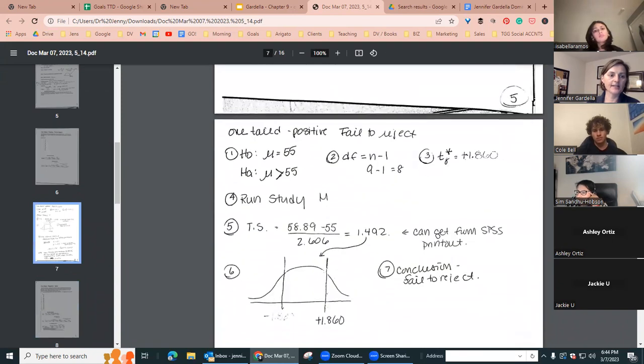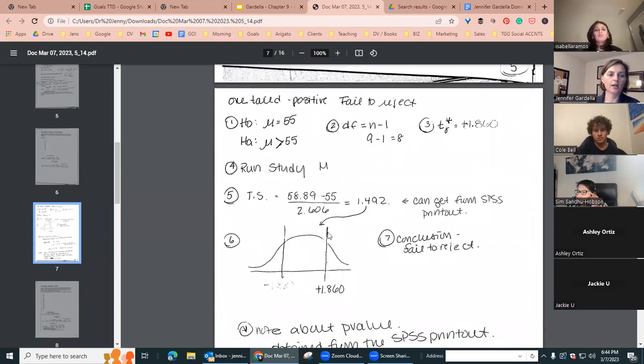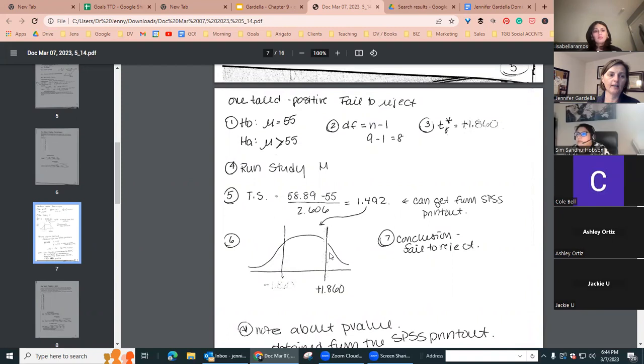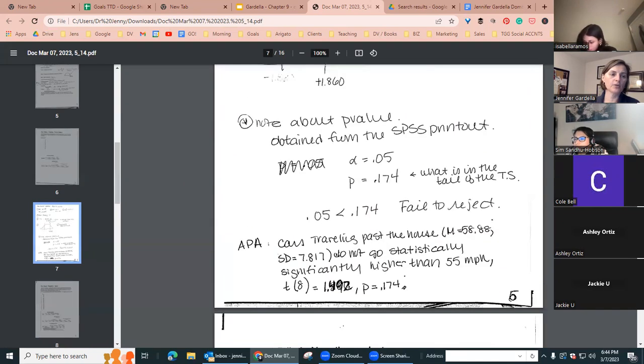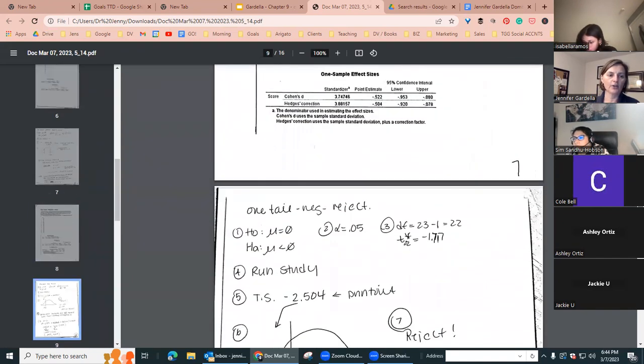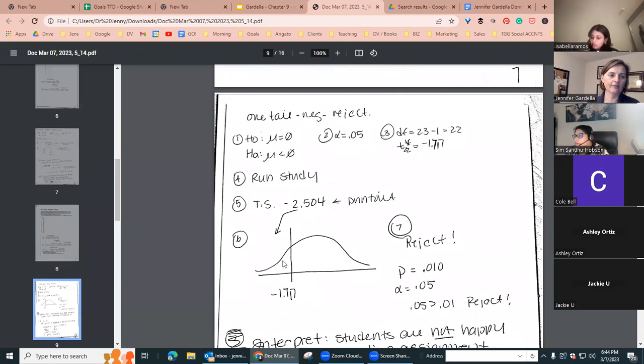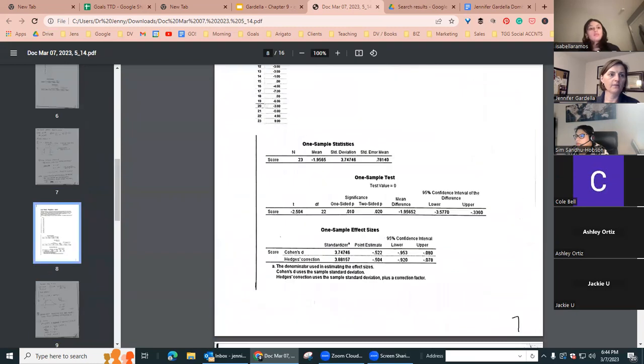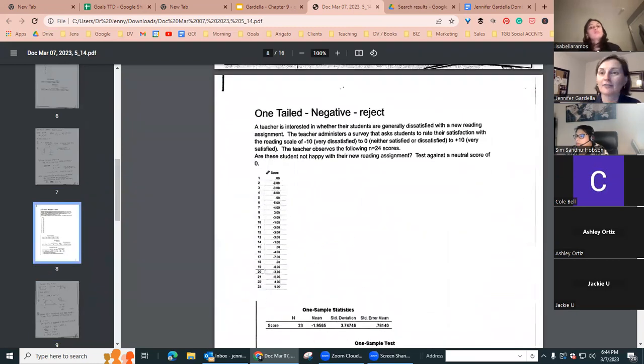Now these examples here were when our critical region was up here in the positive side of the distribution. Now we're going to move to 2 examples where the critical value is in the negative region. So a teacher, this is a really funny example. A teacher is interested in whether her students are generally dissatisfied with a new reading assignment. Most kids will be dissatisfied.